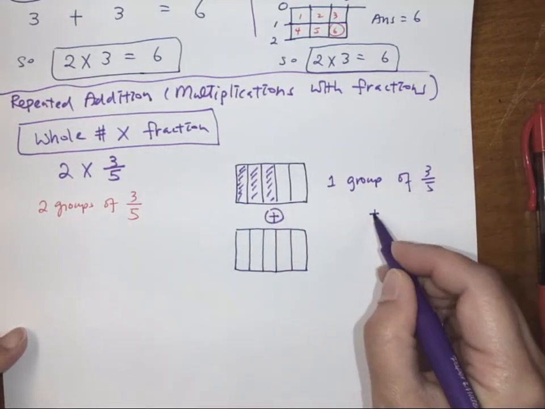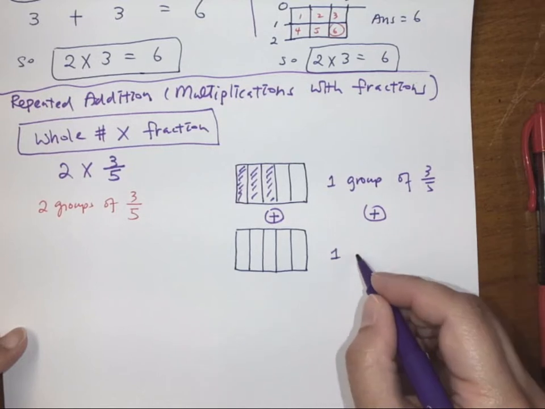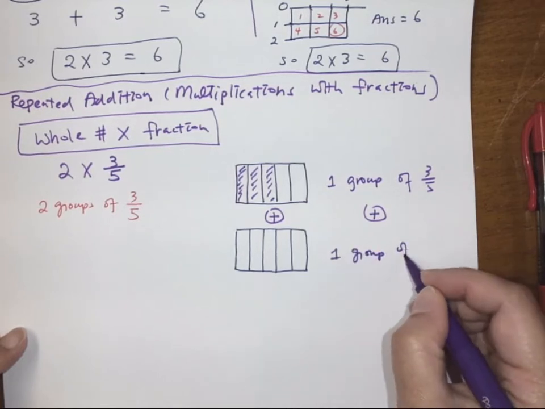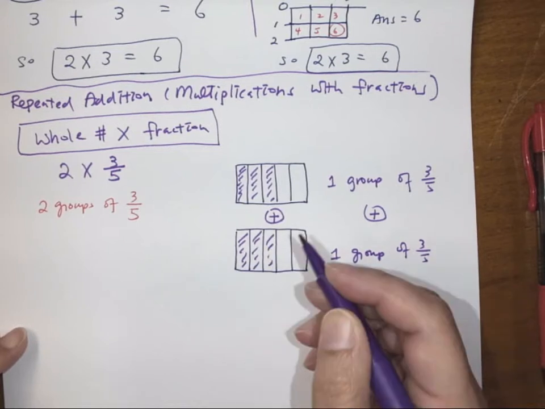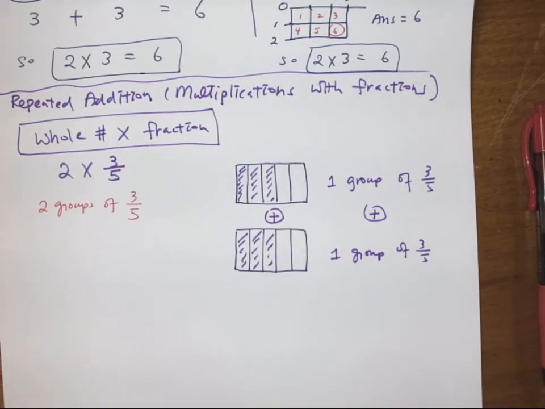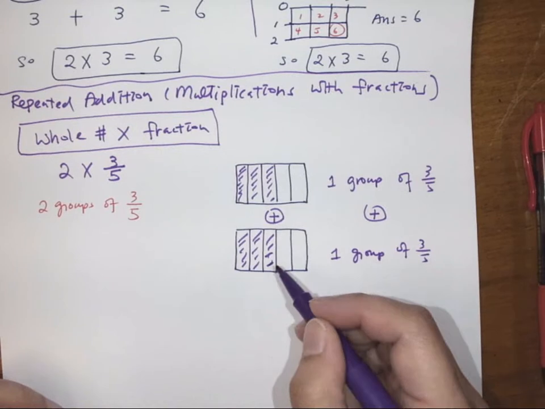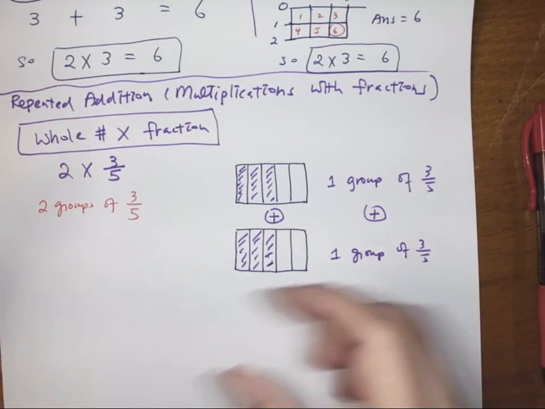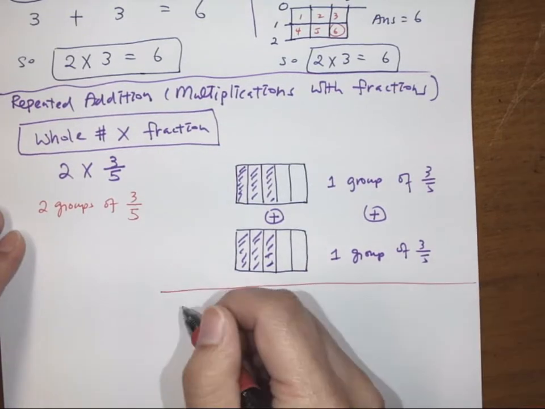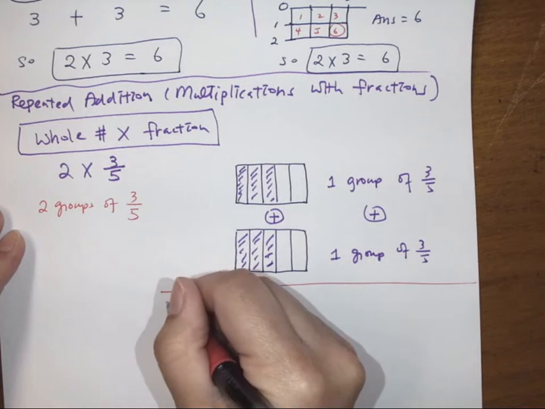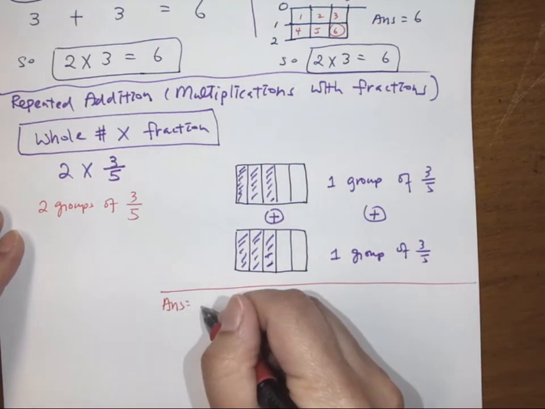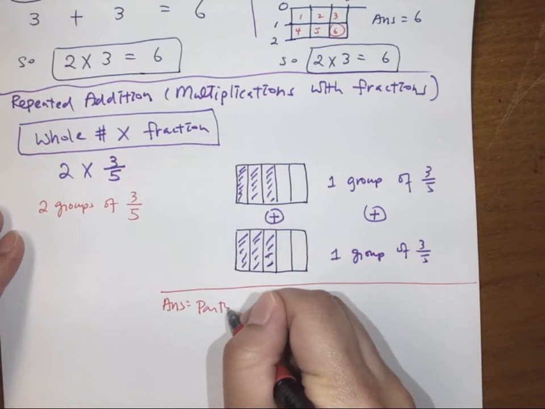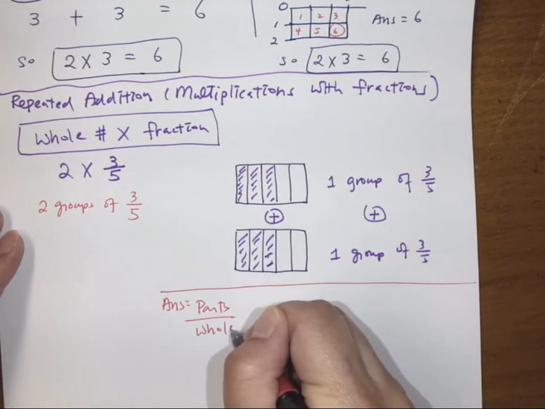Repeated addition, so I'm going to need to add another one group of 3/5. So 1, 2, 3. So I have 2 groups of 3/5, right? So now I'm ready to draw my answer. And try to draw each of your boxes about the same size because they represent a whole. So the answer would be part over whole.